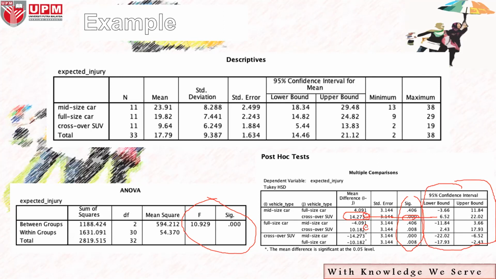Okay, this one is the same. We just report similarly. So only two groups are significantly different. Clear? Okay.